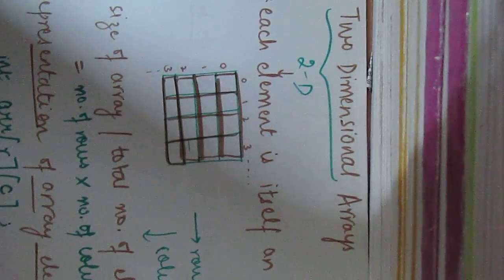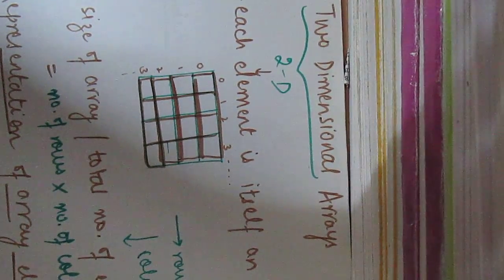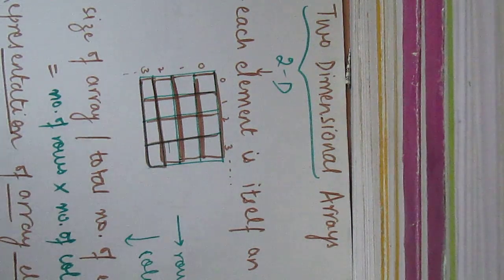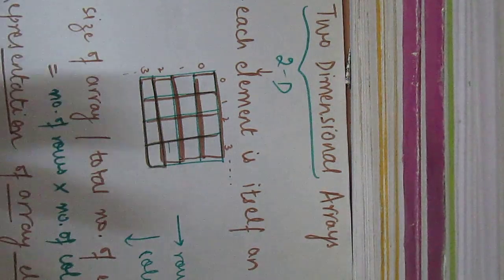Hello friends, today we'll be discussing two-dimensional arrays. As the name suggests, two-dimensional arrays have an extra dimension over one-dimensional arrays. In one-dimensional arrays, we only have rows. There is no scenario of a column. In a 2D array, we have rows as well as columns.